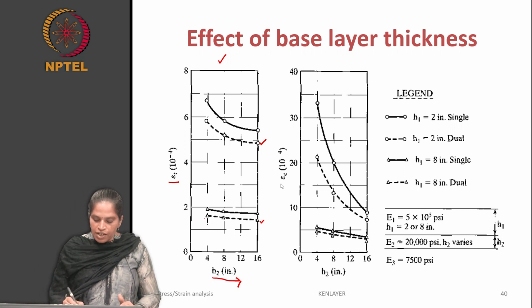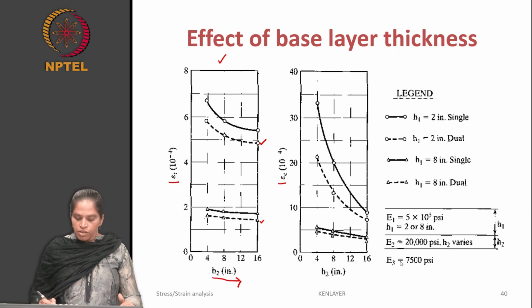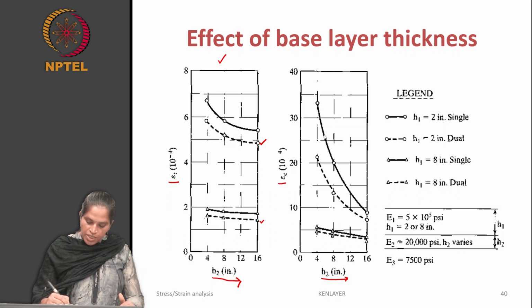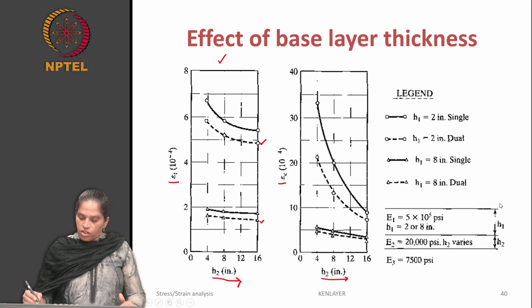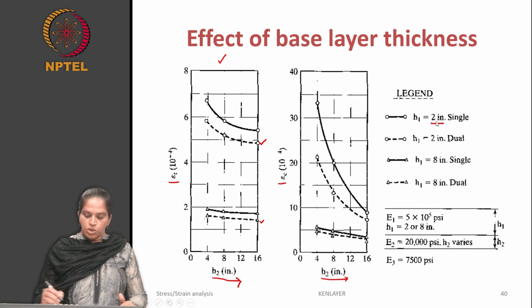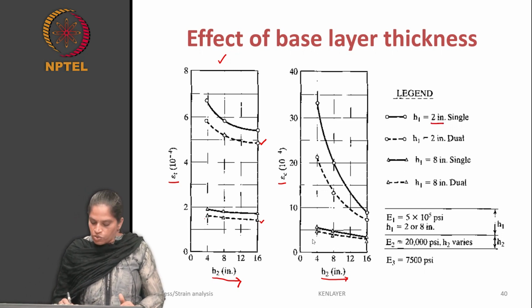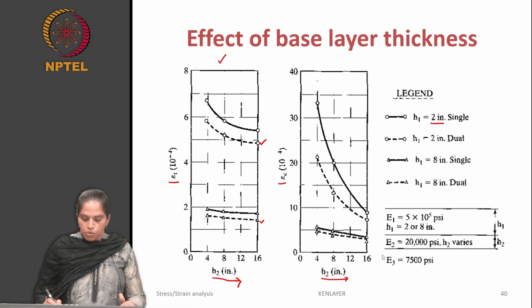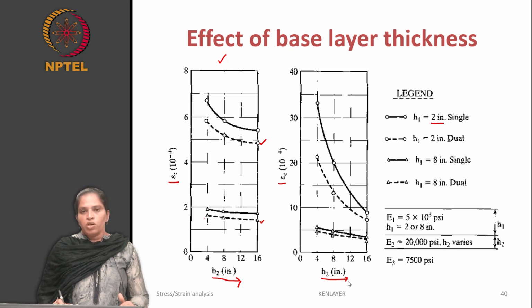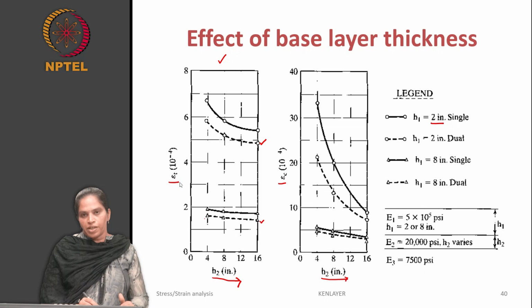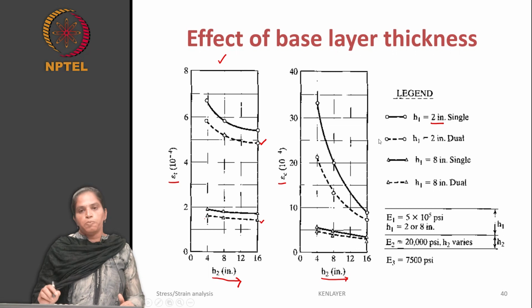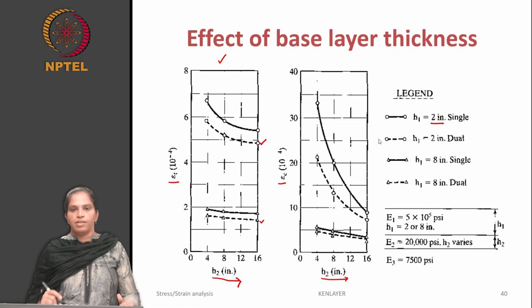But in the case of epsilon C, you can see that when you increase the thickness of the base layer, the vertical compressive strain drastically reduces for an asphalt thickness of 2 inch. But for 8 inch, you see a smaller reduction compared to 2 inch thickness. So an increase in H2 does not influence epsilon T much, but it influences epsilon C, especially when you provide a thin surface compared to a thick surface.